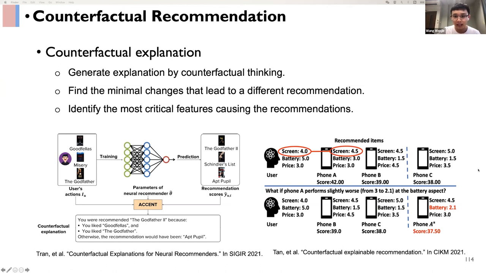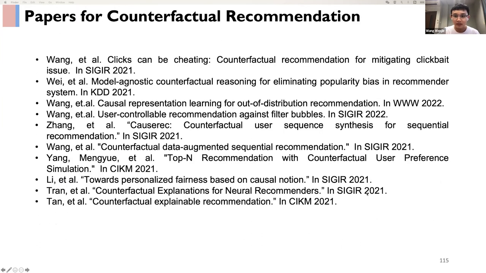So to sum up, the aim of the counterfactual explanation is to find the minimal change that leads to a different recommendation. In this case, it's a change of battery. So the minimal change is identified as the most critical feature. They can be used for explanation. Here are the references for the counterfactual recommendation.